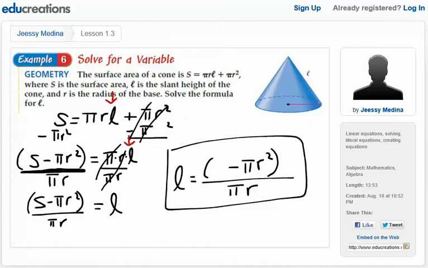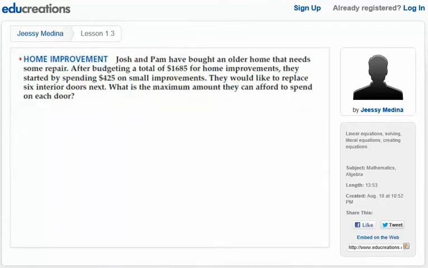Now, if you wanted to solve for L, you would need to know the surface area. You would need to know the radius. And the radius is here as well. And pi, we know what pi is. And if you knew the surface area and the radius, you could plug it in and you can calculate the slanted height. Alright, this would be an example of creating an equation and solving a problem, which is the main purpose of Common Core. You have to be able to write your own equations and then solve the system.